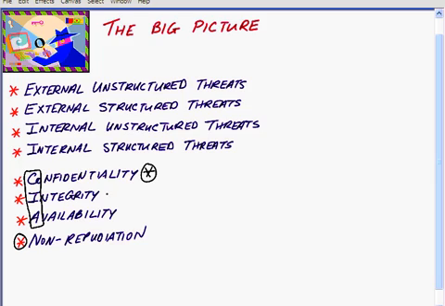Now, data integrity refers to the trustworthiness of data or information resources. In other words, making sure that data hasn't been changed inappropriately, whether deliberately, through malicious activity, or by accident. It also includes origin or source integrity, making sure that the data actually came from the person or component or entity that you expected it to come from, instead of an imposter or someone doing a man-in-the-middle attack.